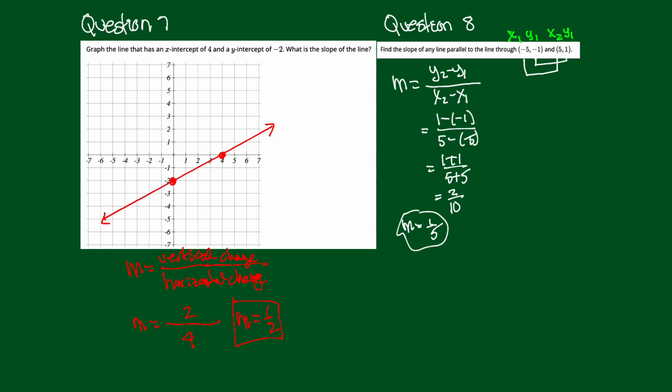Now, I want the slope of any line parallel to this. And I know this, that parallel lines have the same slope. And we are asked to find the slope of any line parallel to this line. Well, our line has slope 1/5. Parallel lines have the same slope, so the slope we're looking for is this. Any line parallel to that will have slope 1/5.